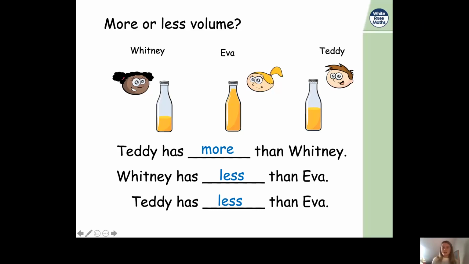So what I'd like you to do now is have a go at your worksheet, Year 2 Maths, 30th of June, Resource 1. And when you've finished, come back to the video because we're going to do some problem solving together.